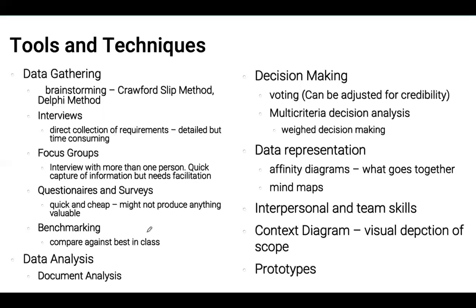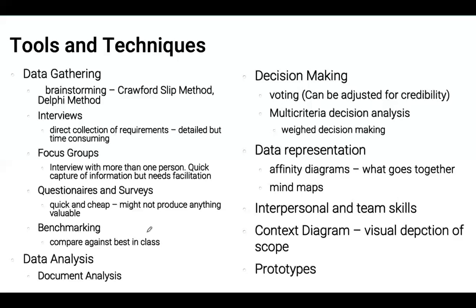And then benchmarking to compare against best in class. If you're creating a widget cranker and company B already has a widget cranker that cranks slightly different widgets than you're planning on, you might just take a look at what it looks like so that you're not worse than that. So that would be benchmarking. Then you analyze the documents, the brainstorming ideas, the interview transcripts, the focus group interview transcripts, the surveys, and so on. You analyze the documents to produce a list of requirements.